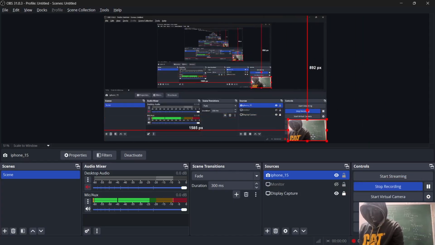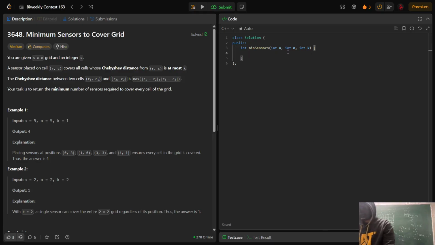Let me just try to code it up. I'll take an int, sensors in rows, which is n divided by 2k plus 1. Let me take one int denom, which is the denominator, 2 star k plus 1, so every time I'm not writing 2k plus 1, I'll be writing denom. This is the number of sensors. If we find that n modulo denom has some value, your sensors in row will be increased by 1.